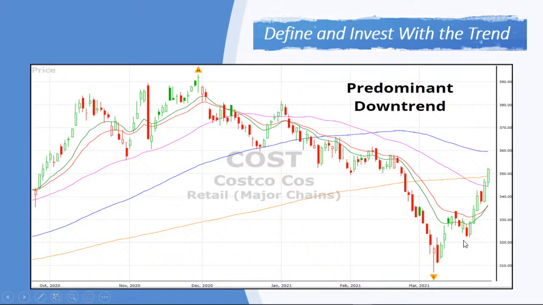Okay. The shorter term moving averages, price has crossed above those as well. Now we're still under the 50-day, we're still under the 150-day. Price is going to have to rise a little bit more to confirm those trends. But this is what a predominant downtrend looks like: lower highs and lower lows.